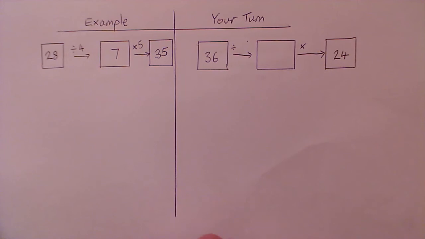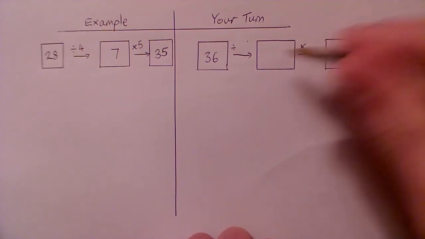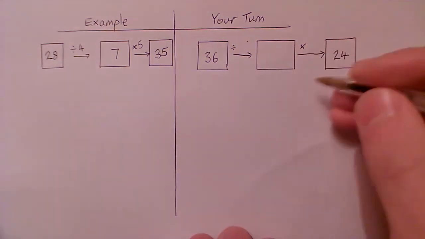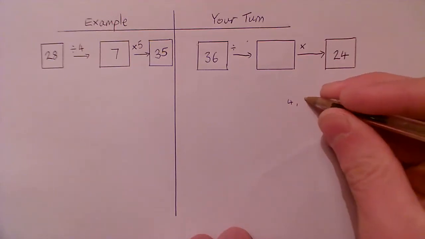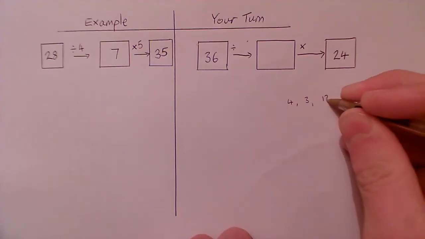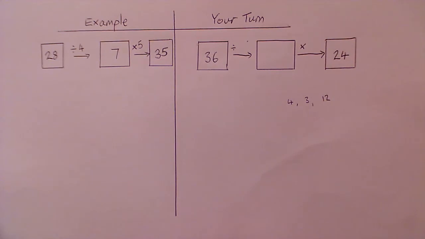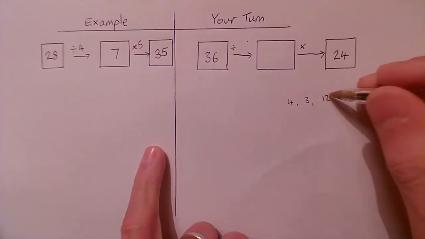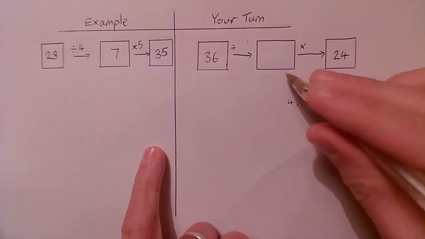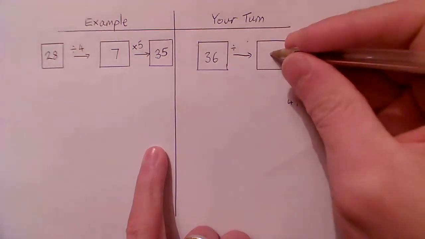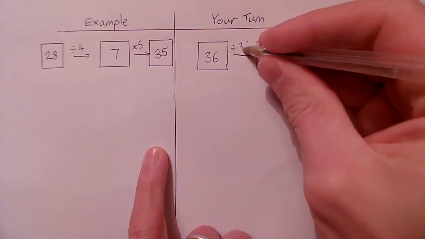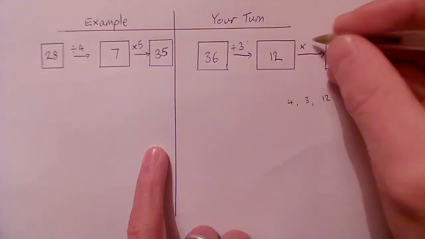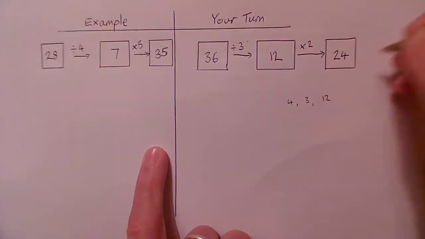Okay, hopefully you paused. Now I'm looking at this one, 24 and 36. Well, they are both in the 4 times table. They are both in the 3 times table. And they are both in the 12 times table. I don't mind which one of these you've picked. I'm going to start with 12, but I will write down how it would look for the other ones too. So you could have put 12 in the middle. Well, 36 divided by 3 gives us 12, and times it by 2 gives us 24.